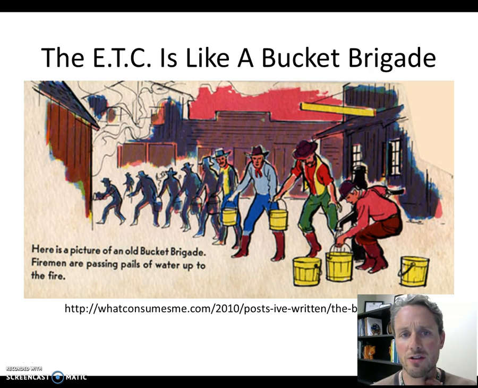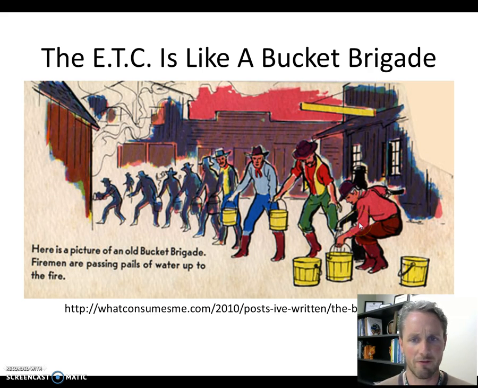I think of the electron transport chain a little bit like a bucket brigade. Bucket brigades used to be how we would fight fires before we had pumps and hoses and things like that. So in this painting, there's a fire going on back here in the background. And all these guys are lined up in a row, passing buckets of water from the pump over to the fire and then dumping the water on the fire.